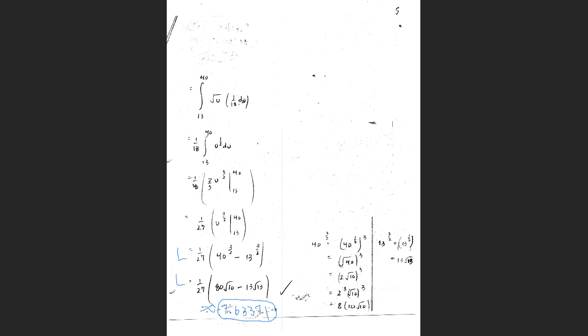Now, let me ask you this. What if you worked this problem out and you got this as your length: 1/27 times the quantity 13 to the 3 halves minus 40 to the 3 halves? Let's say you got this answer.